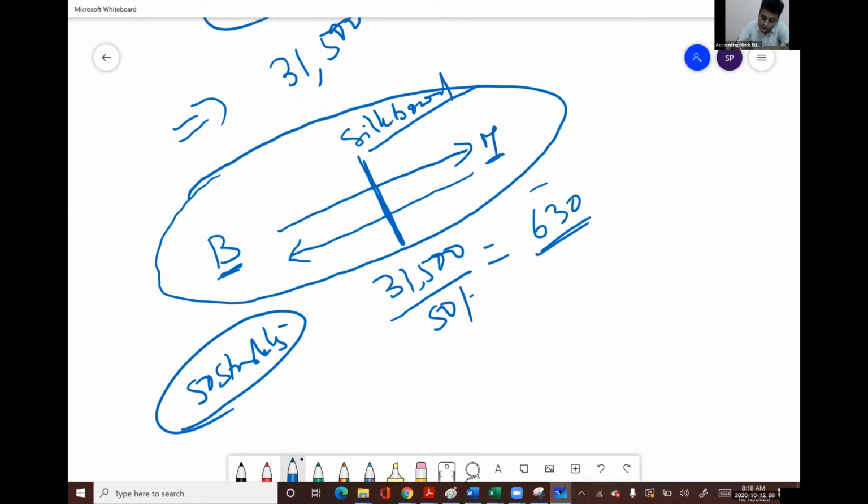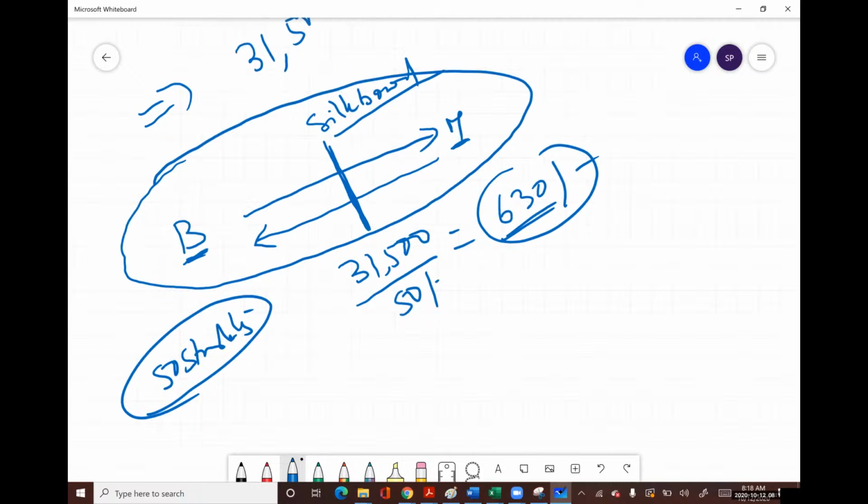So should I charge 630 per student? No, sir. So how much should I charge? Can you apply a little bit of logic? Half rate. Half rate? Yes, sir. Half rate, that is how much?